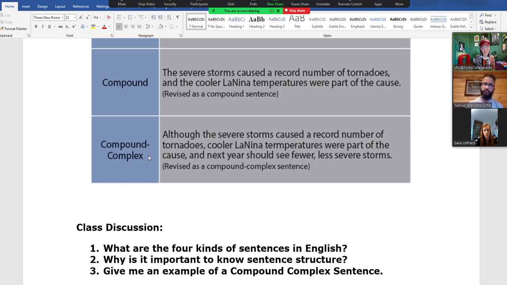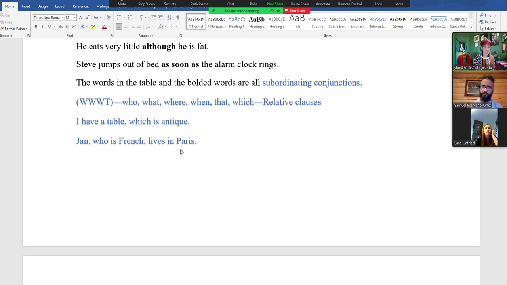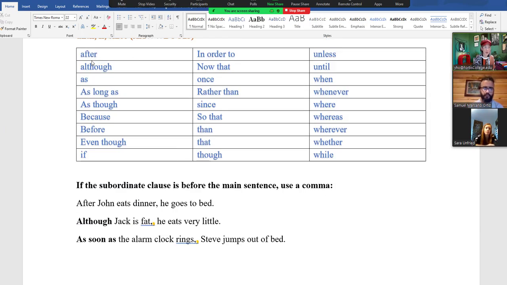So we know that if I simply said, although the severe storms caused a record number of tornadoes, period, is that a complete sentence? No. If all I do is say, after John eats dinner, period, is that a complete sentence? No. I still get people who write like that: unless he is sick, period. So I get a lot of sentence fragments.